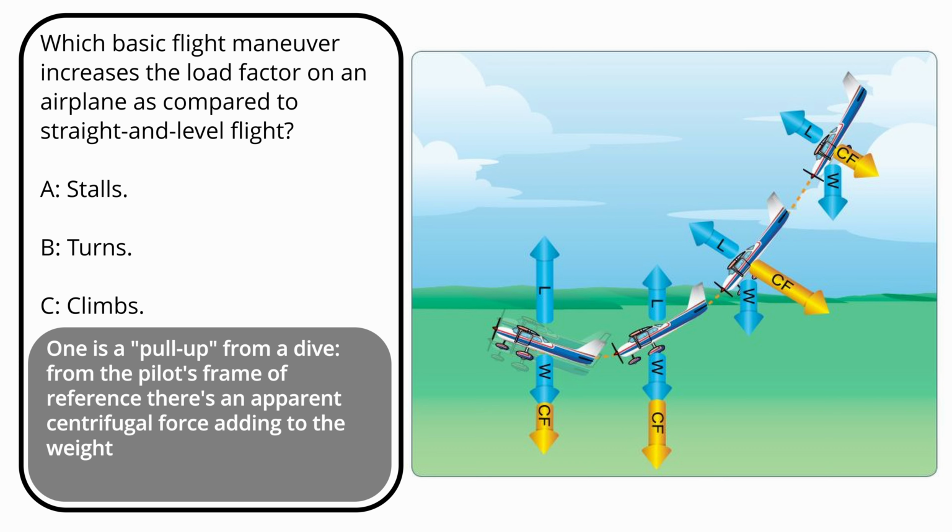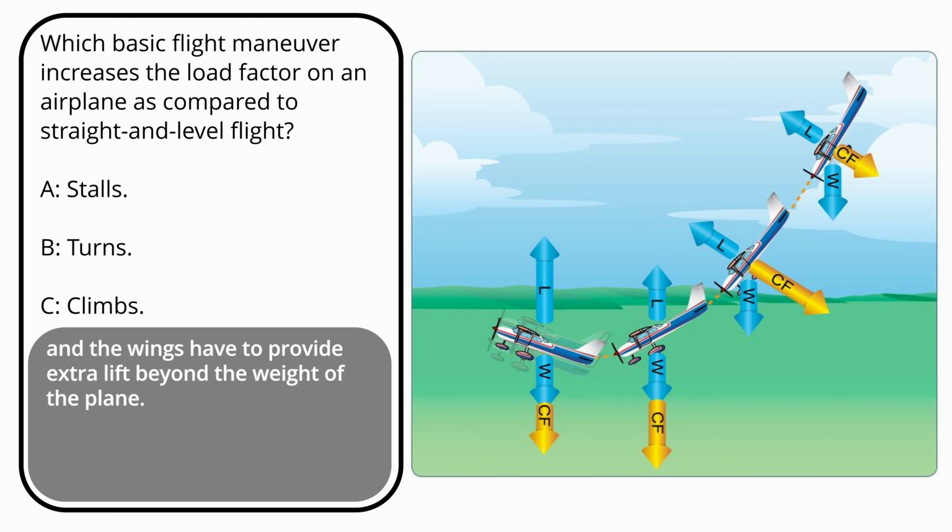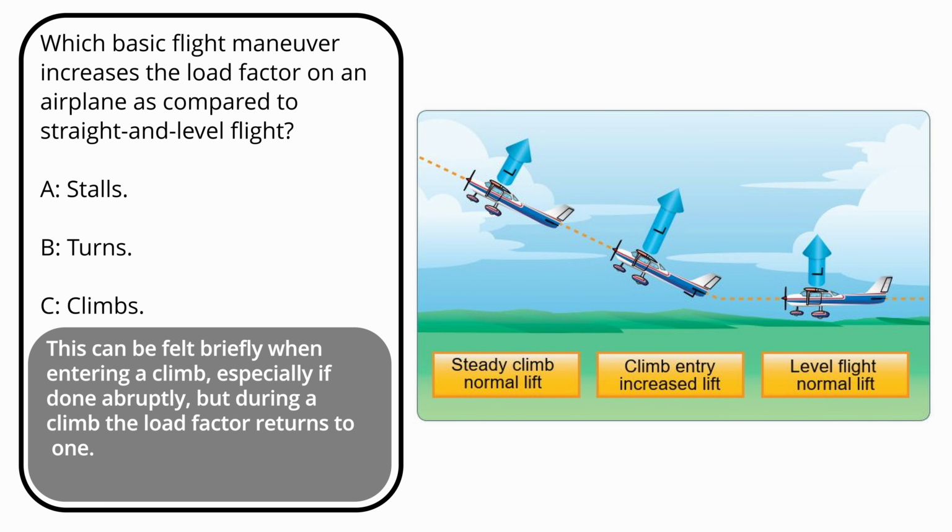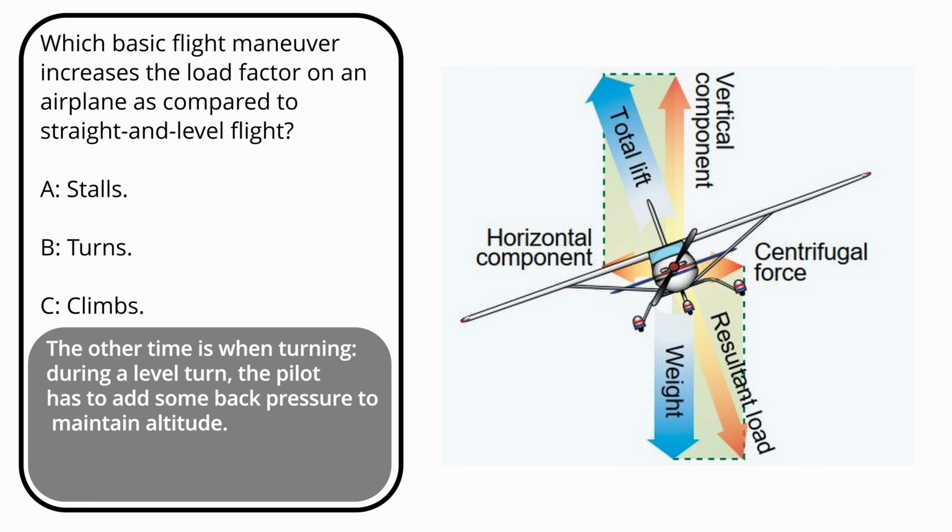From the pilot's frame of reference, there's an apparent centrifugal force adding to the weight, and the wings have to provide extra lift beyond the weight of the plane. This can be felt briefly when entering a climb, especially if done abruptly, but during a climb the load factor returns to 1. The other time is when turning.